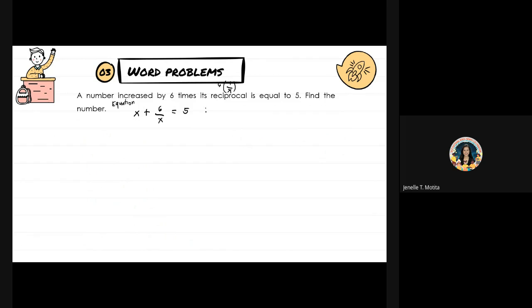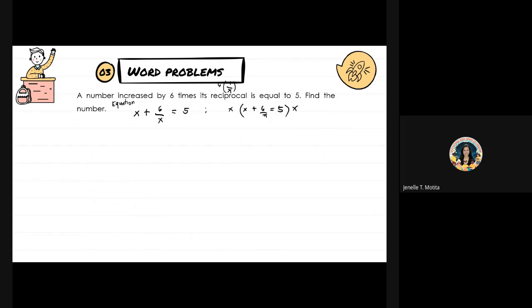So let me rewrite this one. X plus 6 over x is equal to 5. Okay, to evaluate this one, we need to multiply this by its least common denominator. Ganun din naman siya, no? Para ma-cancel yung denominator mo. Ayan, for it to be easier to evaluate the equation mo. So, the least common denominator of this is x.